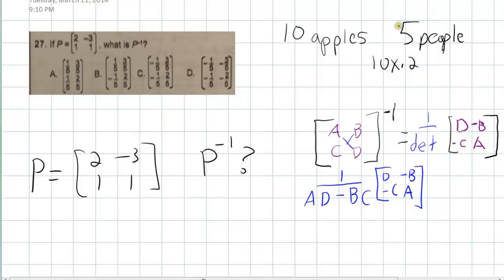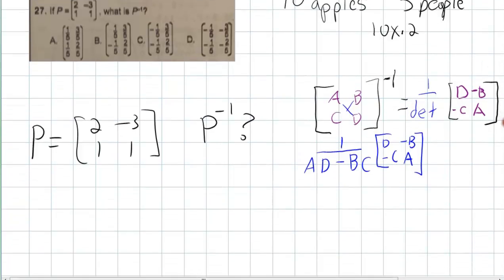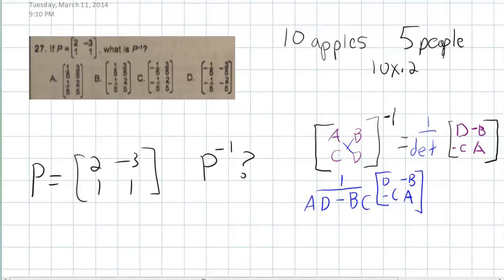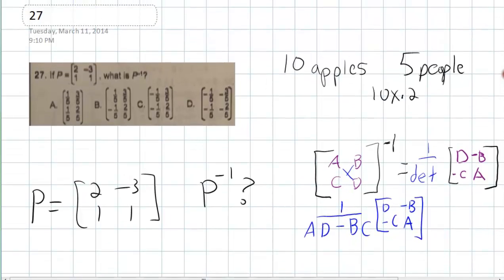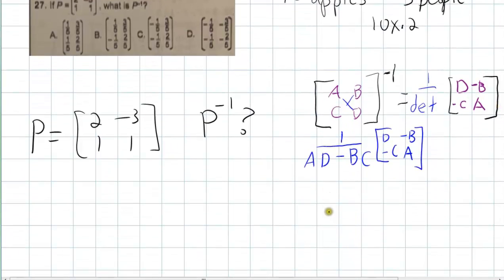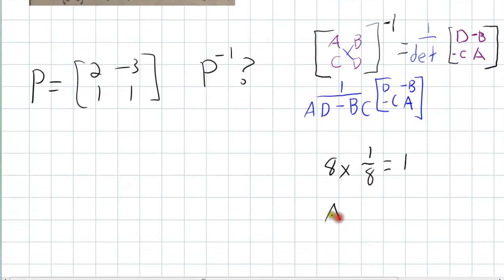That's kind of what they're doing with the matrices here, because inverse matrices have the same properties as reciprocals do. So if I take 8 and ask what's 8's reciprocal? Well, that's 1 over 8. What happens when I multiply these two numbers? I get 1, right?